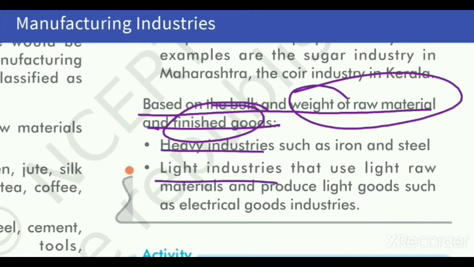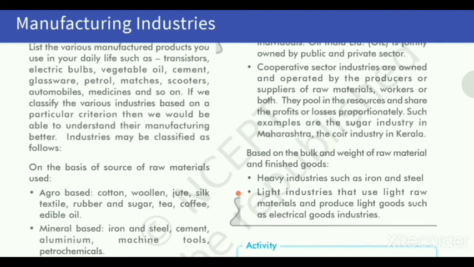Here you can easily understand that all those industries which use very lightweight raw material, and after processing, the goods which are produced are also very lightweight. Because of that, such industries are called light industries. Here an example can be electrical industries. As you know, in electrical industries, switches, fuses, plugs, all these types of goods are manufactured, which are very lightweight. So in this way we have completed the classification of industries.